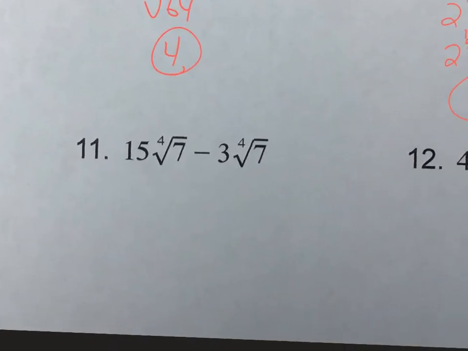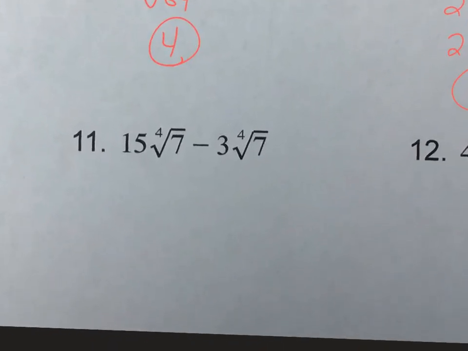Number 11, remember, you're allowed to add or subtract radicals as long as they have the same index and the same number inside, which these do. So 15 minus 3 is 12 on the 4th root of 7. Don't forget to write your little 4 there in your index.